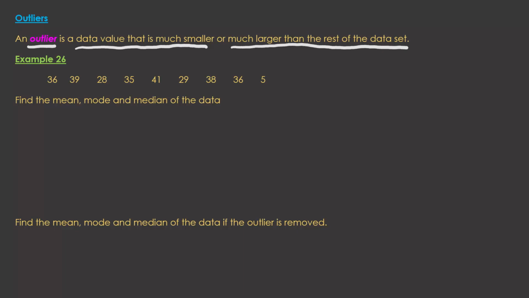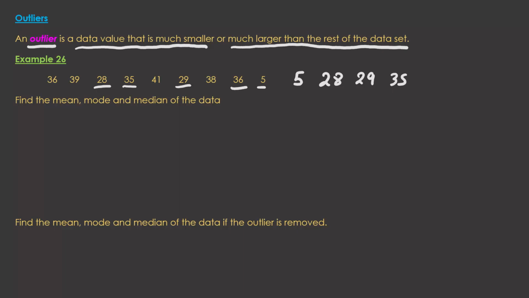We want to find the mean, mode, and median of the data that we're given here. Now, I'm going to sort it into order. So the 5 clearly is the smallest. And then the next smallest, I think, is the 28. Then I have a 29. And then the next smallest after that, I believe, is the 35.